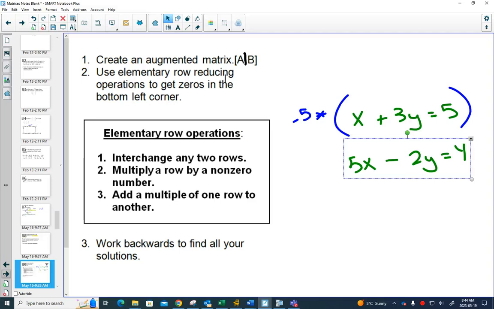You can multiply any row by a non-zero number. That's just like we did in here. I multiply by -5. If I multiply everything in that row by -5, it doesn't change its value. And then you can add or subtract any row to another row. And then once you get those zeros in the bottom corner, you just have to work backwards to find all of your answers.